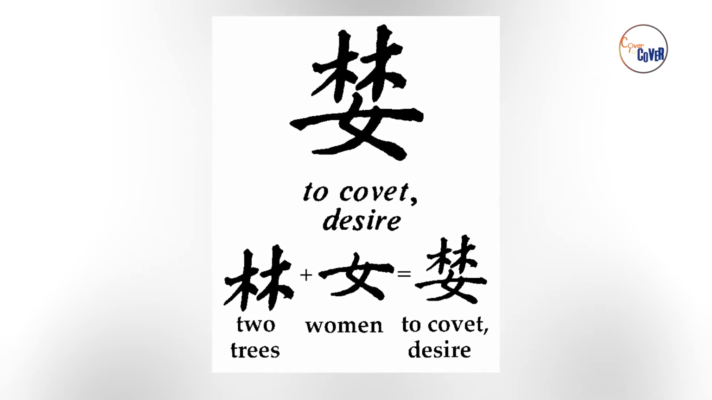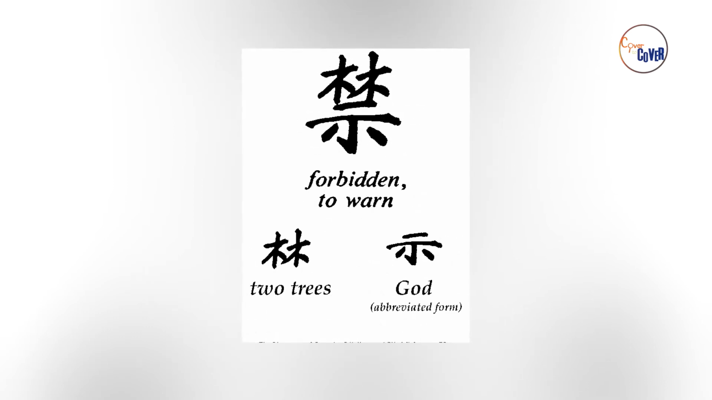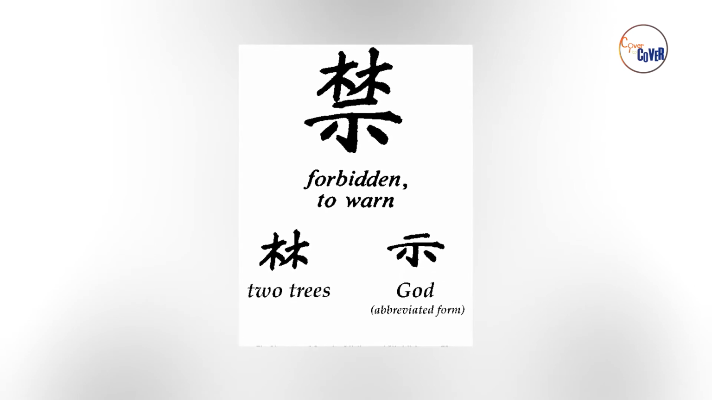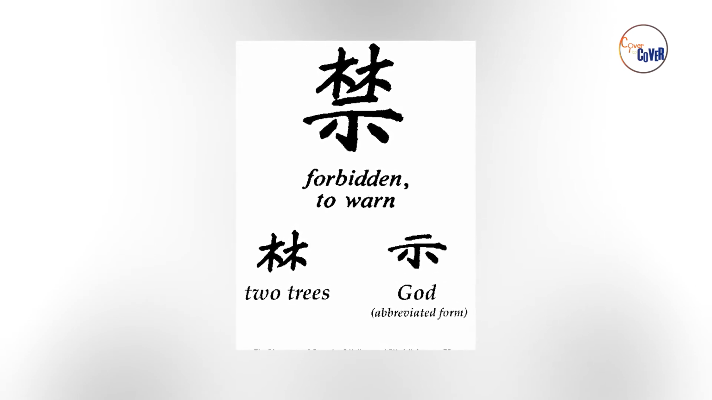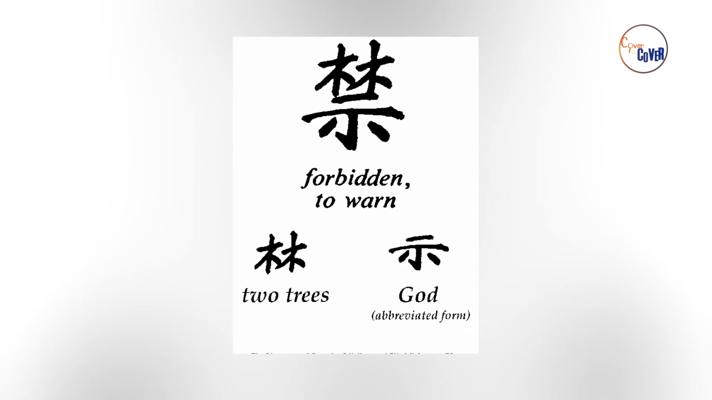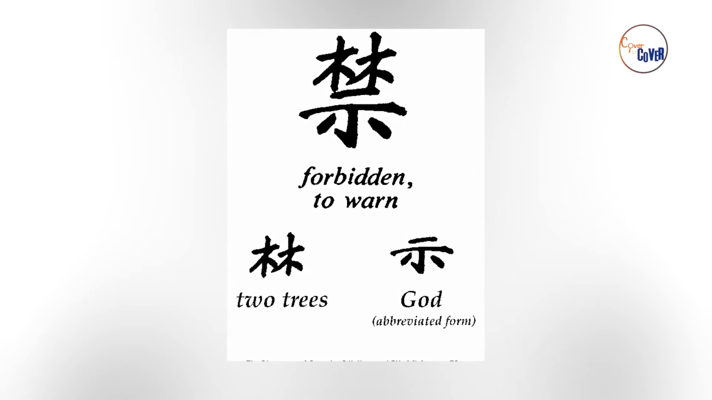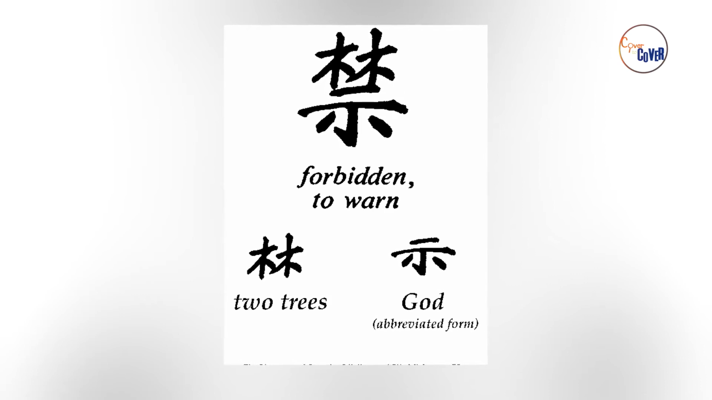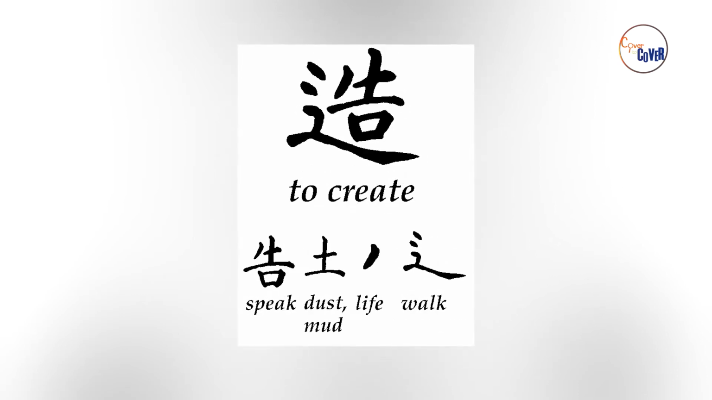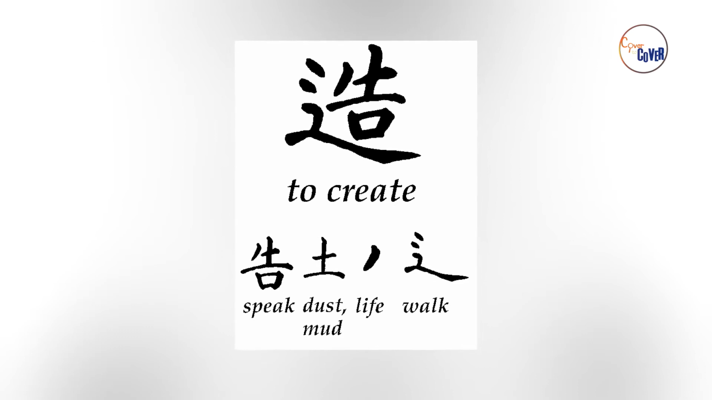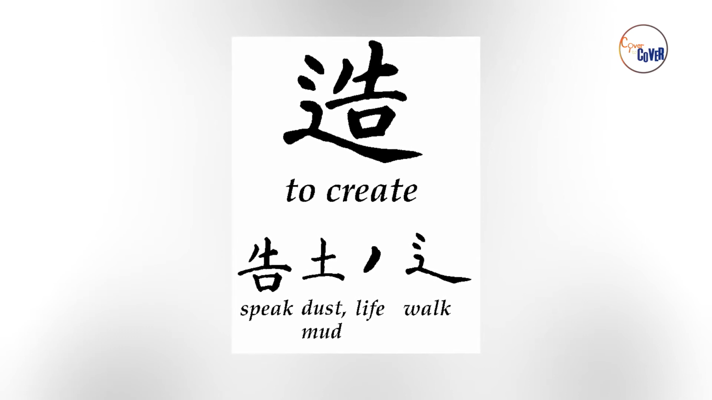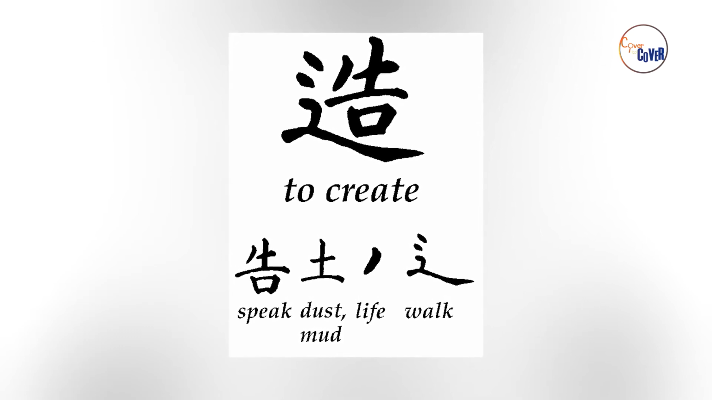Look at the way they write the word forbidden. Forbidden, again, has 2 trees and God. Interesting. Two trees and God is read as forbidden in Chinese. And look at the way they write the word create: they have the symbols to speak, dust or mud, life, and then walk.